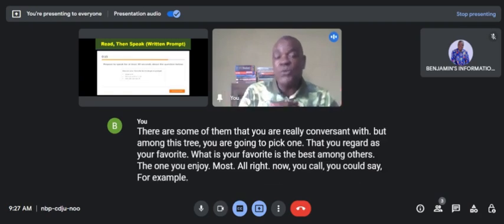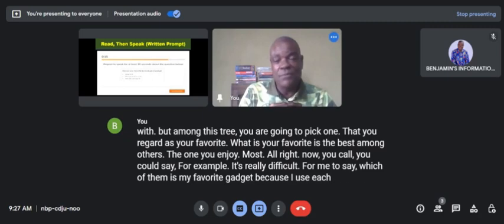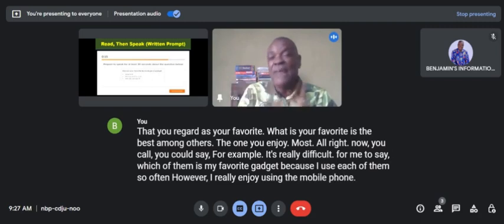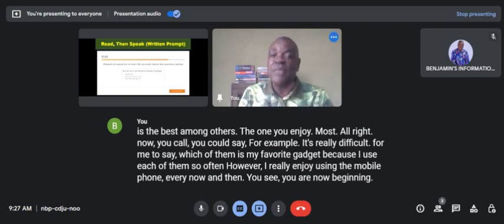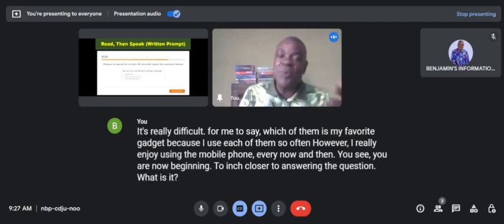it's really difficult for me to say which of them is my favorite gadget because I use each of them so often. However, I really enjoy using the mobile phone every now and then. You see, you are now beginning to inch closer to answering the question, what is it? You want to call a spade a spade.